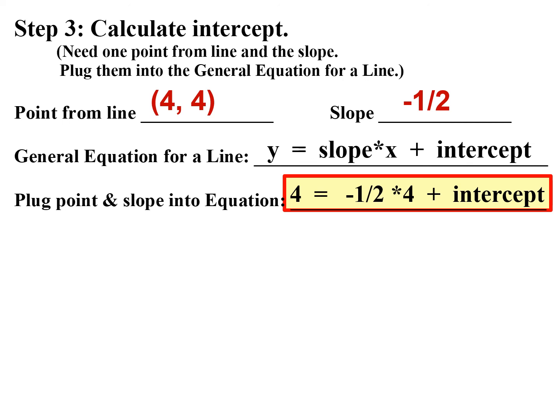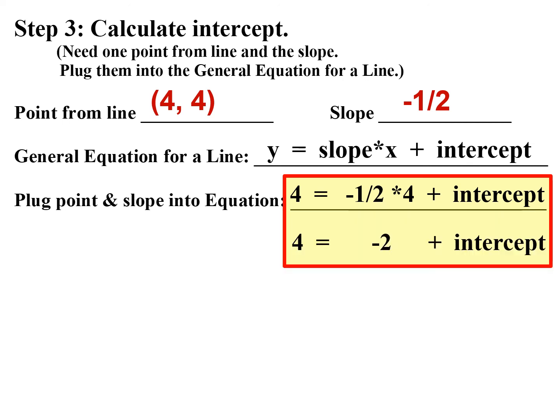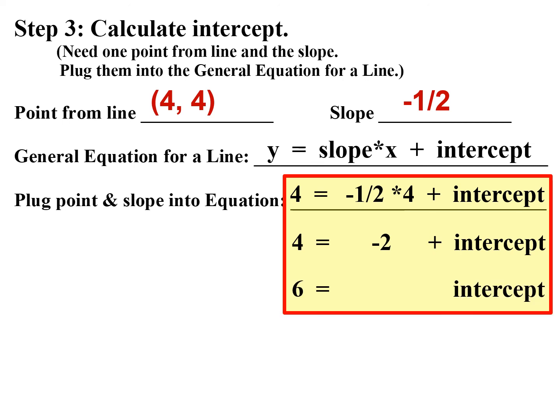And when we do the algebra, we have negative 1/2 times 4, which is negative 2. So we can place that negative 2 in for negative 1/2 times 4. Now we have to add 2 to each side. When we add 2 to each side, we get 6 is equal to the intercept.